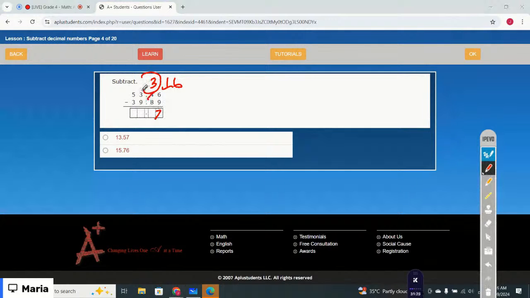That means you need to borrow 1 again. You cannot subtract 8 from 3, right? Here you have 2. Here you have 13. 13 minus 8 is 5. Here you have again 2. You need to borrow 1. 12 minus 9 is 3, and you have 3, that is 13.57. Option number 1 is the correct option. Got it?